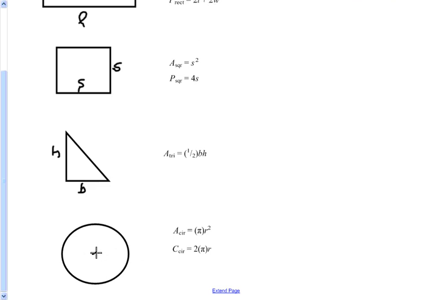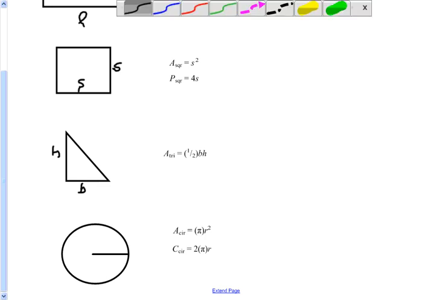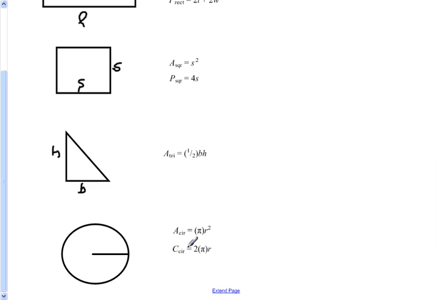Remember, r in a circle represents the radius. And the radius is the distance from the center of the circle to any edge of the circle. And the radius of a circle is always the same. So there's r. There are our 2D equations.